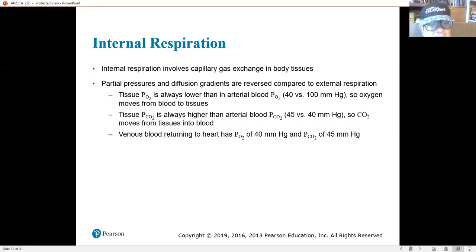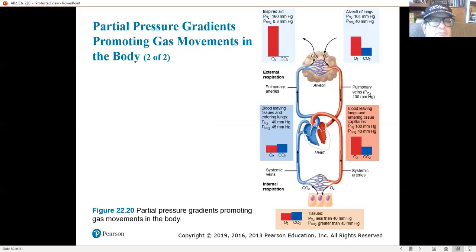It's going to move from around the tissues where the carbon dioxide is made to the blood, so it can be carried away. And venous blood returning to the heart has 40 millimeters of mercury oxygen, very low, and 45 millimeters of carbon dioxide. A bit on the high side. All right, so this shows us the pressure gradients for gas movement in external respiration and internal respiration and how they differ. Yay, peachy, moving on.